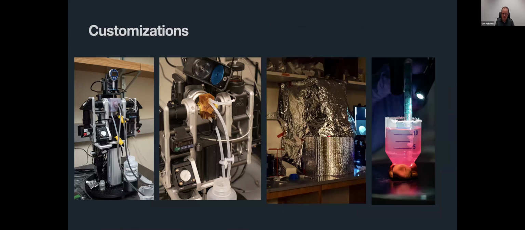So a lot of the customization really happens around the sample chamber, which is typically 3D printed. So we have different chambers, and together with the biologists, we really try to optimize how the sample is held in the microscope. And that is ultimately what really makes the difference and what decides whether the experiment is successful or not.